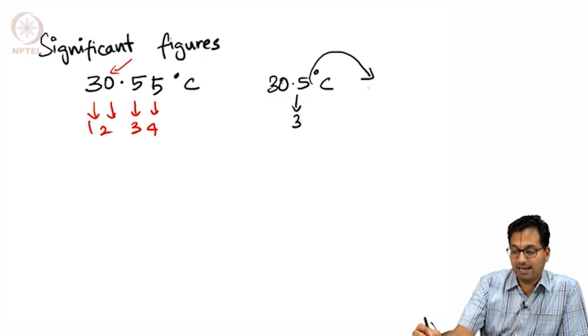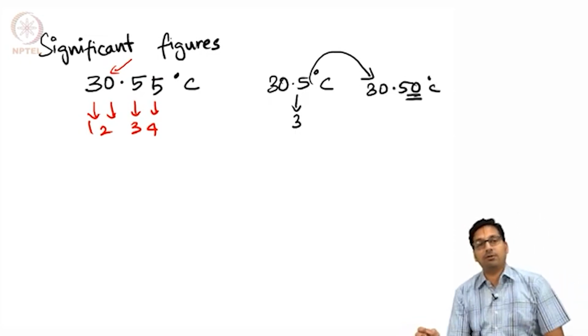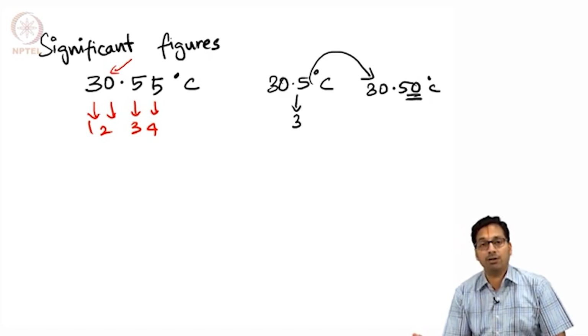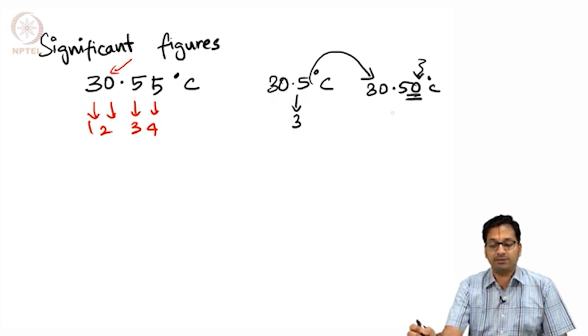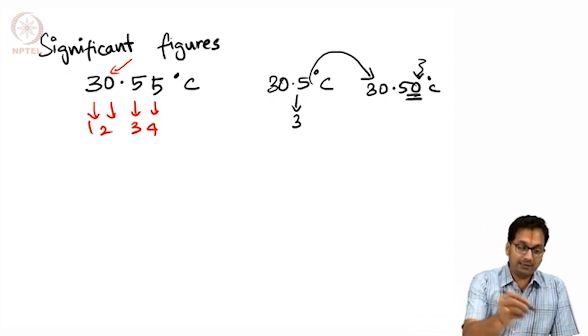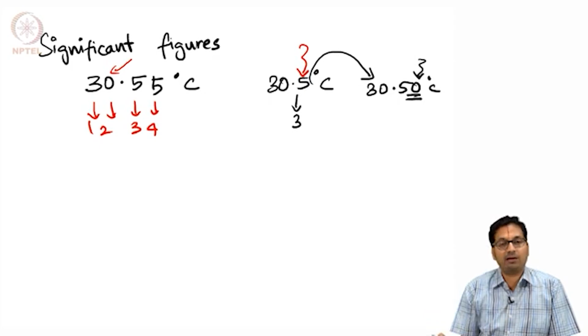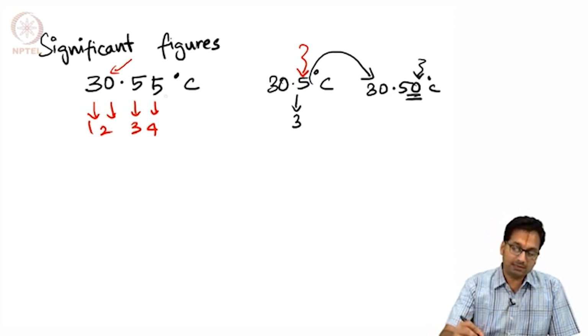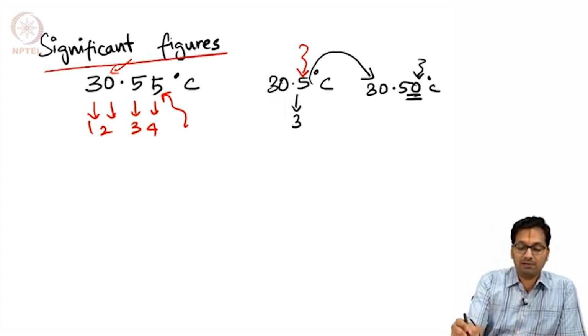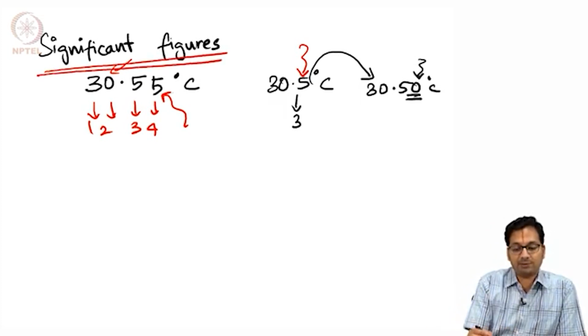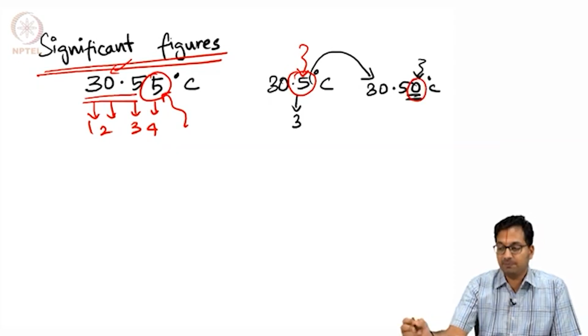However, you can always add a 0 here and say 30.50 degrees Celsius, but if the 50 is indicated, it could imply something in the sense that there is lack of precision only in this digit. On the other hand, in the case of the 30.5, we say the lack of precision is in this digit, and in this case we are saying the lack of precision is in this digit. So, basically significant figures are numbers that are expressed in terms of whatever is certain and with the last digit that is uncertain.